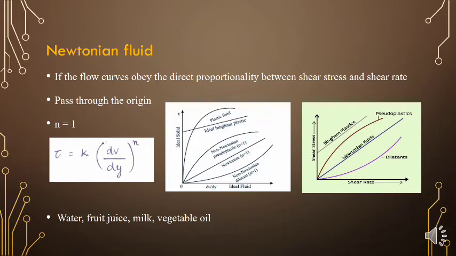In the Newtonian fluid case, n is equal to 1. It will be a straight line passing through the origin, with direct proportionality between shear stress and shear rate. Then tau is equal to k into dv by dy all raised to n. Tau is the shear stress, and k is the proportionality constant, called viscosity. We can represent it by mu. So dv by dy is the shear rate. So tau equals mu into dv by dy all raised to n, where n is equal to 1. Then it is known as Newtonian fluid.